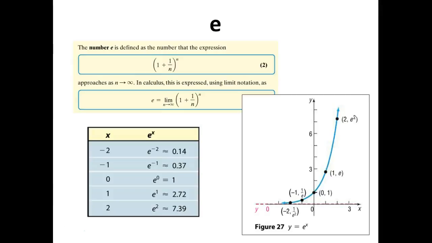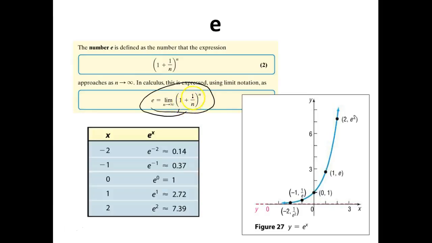The number e is a special number related to growth. It's defined as the number in the expression 1 plus 1 over n all to the n power as n approaches infinity. In calculus, this is how we express it: e is equal to the limit as n approaches infinity of 1 plus 1 over n to the nth power. What this comes from is what happens as something has continuous growth.